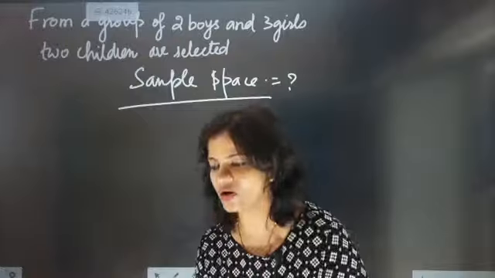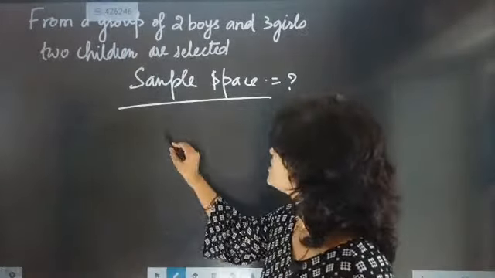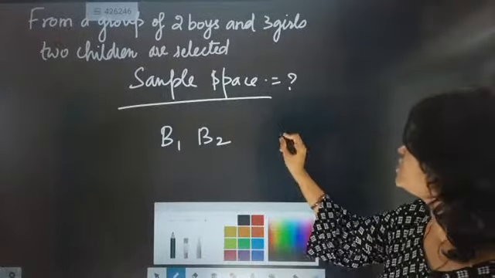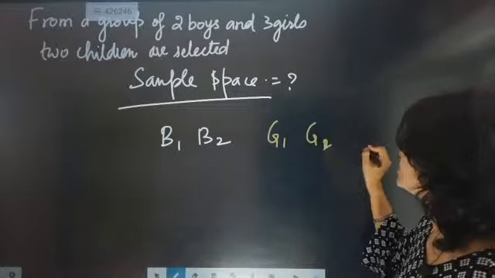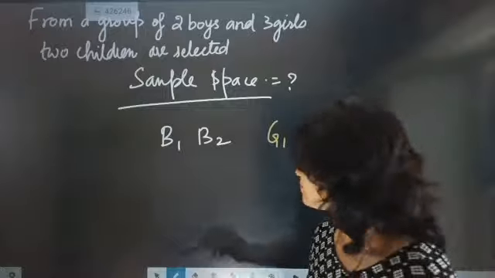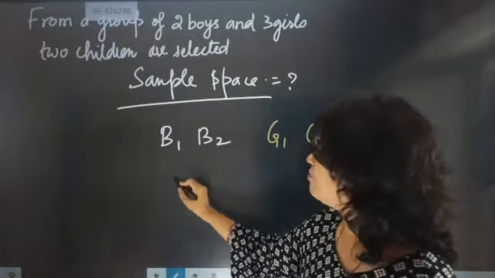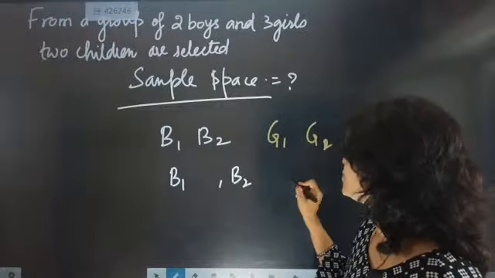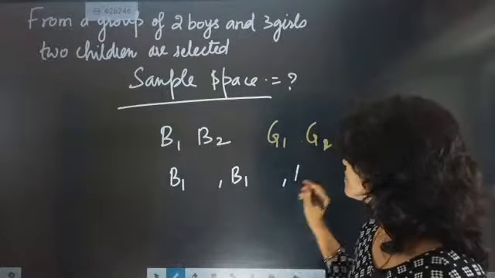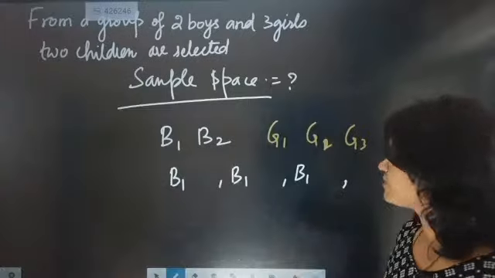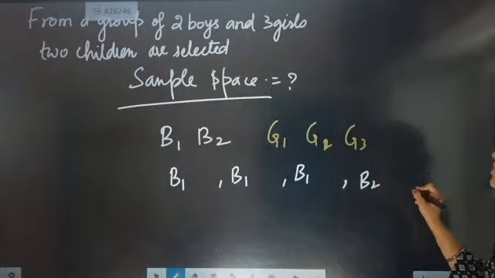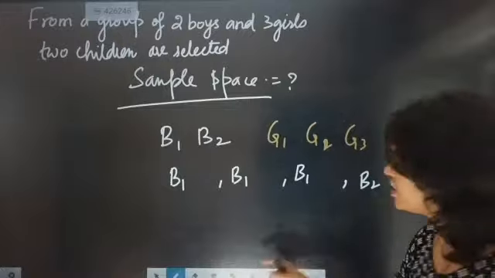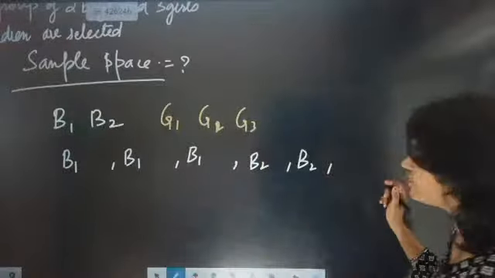Kritika, absolutely correct. Awesome performance. Now look here, 2 boys are there, B1 and B2, and the girls are G1, G2 and G3. So how can the selection be? Selection will be B1 with G1, then B1 with G2, then B1 with G3, then B2 with G1, B2 with G2, and so on. Like this the collection will be possible with B2.